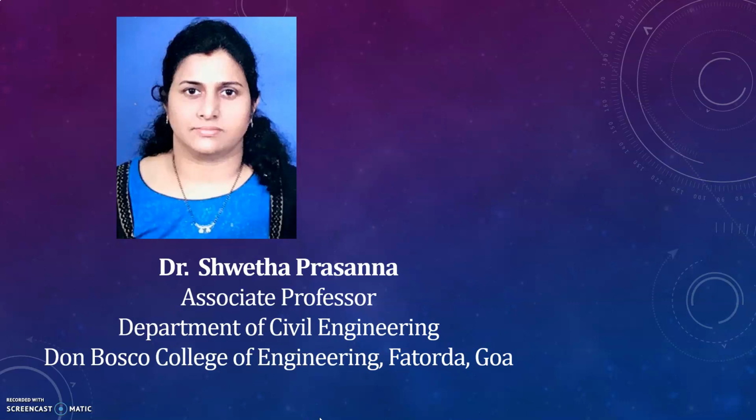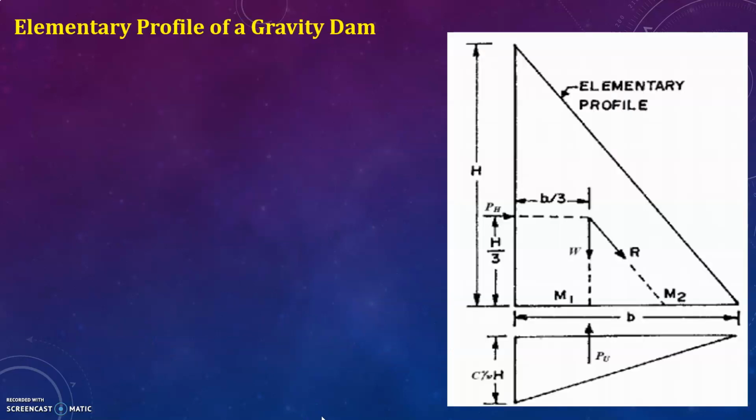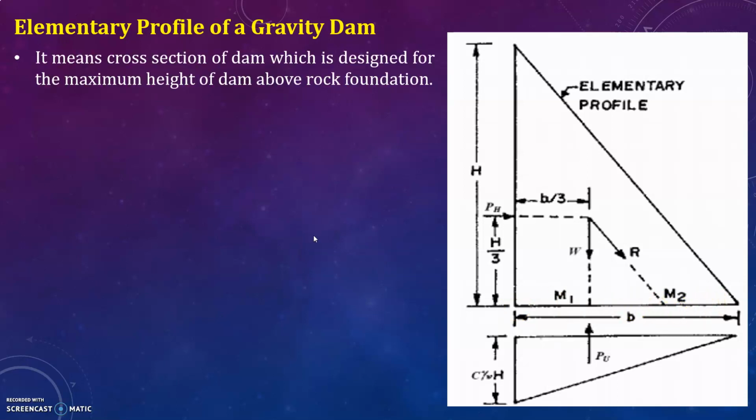Hello, my dear students. Let us discuss the next topic, the elementary profile of a gravity dam. You can see here, this is an elementary profile of a gravity dam. Pressure is zero here and is maximum at the bottom, that is at the base. It means the cross section of a dam which is designed for the maximum height of the dam above the rock foundation.